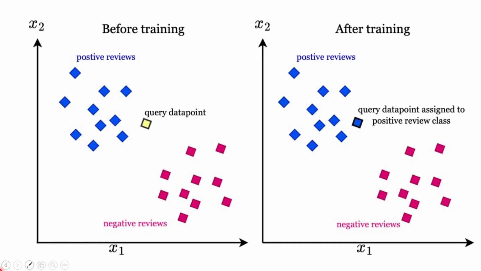Next, here the yellow point is the test point. We have to find which category the yellow point belongs to. Suppose we take k equals 5. On selecting the nearest points to the yellow point, the majority are blue points. Hence, it belongs to the positive reviews.